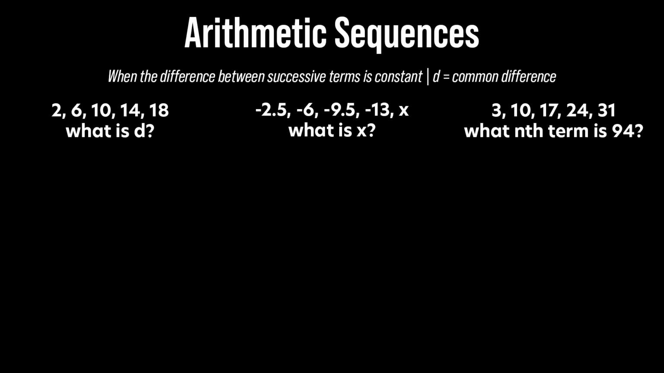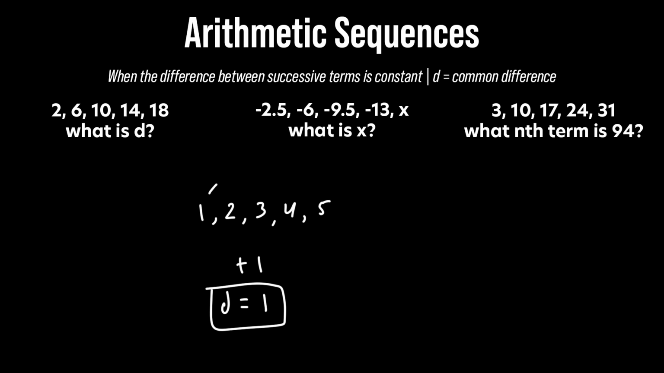Today we're going to learn about arithmetic sequences, when the difference between the successive terms is constant. So d is going to be equal to the common difference. The common difference is the difference between each of the terms in an arithmetic sequence. So an arithmetic sequence could be 1, 2, 3, 4, 5. Something as simple as this, where it goes up by 1 each time. In this case, d would be a value of 1. We go up by 1 each interval, and it stays the same throughout the entire sequence.